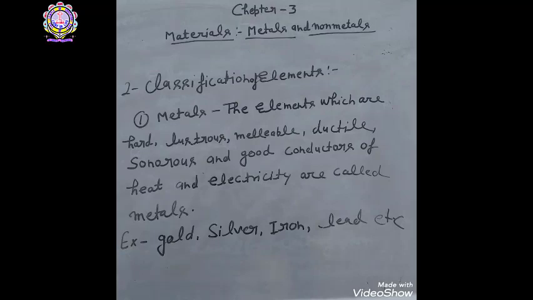Most of the metals that occur in the earth's crust exist in their combined state. These are called minerals. You all know what minerals are. Minerals are the combined form of the metals. Some metals are found in nature in combined form and some are found in free state in nature.